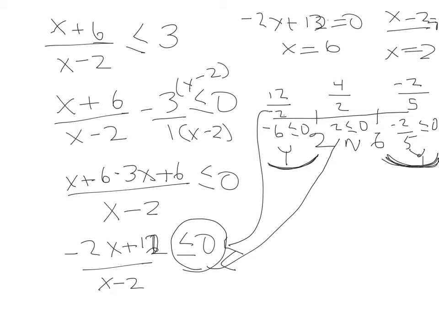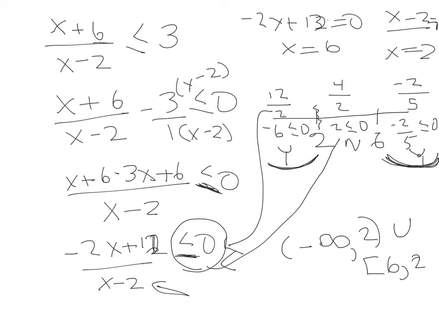So now I just have to get the equal to's and the closed and open brackets. Because it's equal to, I can use a closed bracket, but I have to make sure not to use the number 2 because that makes the denominator equal to 0. So I'm going to put a squiggle here reminding me. So my answer to this question is negative infinity up to 2, don't use 2, or pick it up again at 6, and I can use 6 to infinity. Again, the closed bracket is because of the equal to.